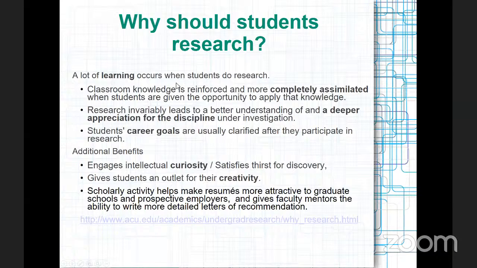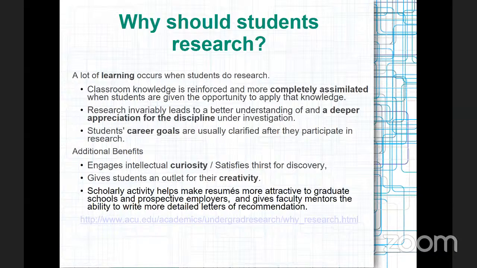Right. Why should students do research? You should do research because it helps you with assimilating knowledge. Generally speaking, if you do research, especially on topics you're interested in, you tend to have a deeper understanding of the discipline that you are investigating. You can help clarify your career goals. You can engage your intellectual curiosity. It's always recommended, guys, that you focus on things that you're curious about, and or that you think are solving a real problem.